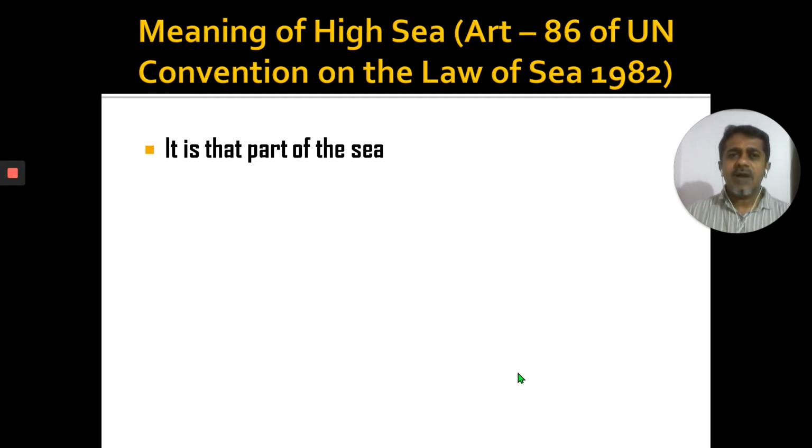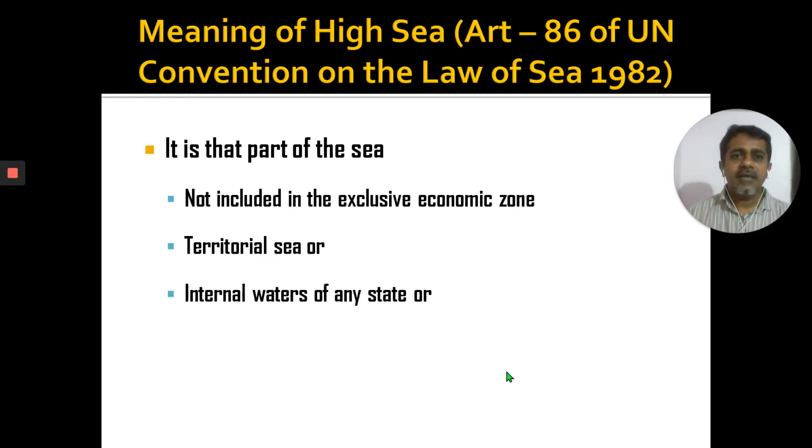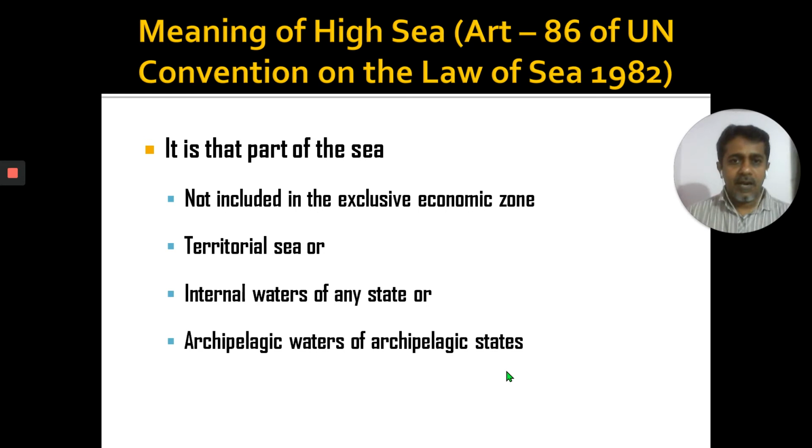It is that part of the sea not included in the exclusive economic zone. If any portion of the sea is part and parcel of the exclusive economic zone of any state, then it is not going to be treated as high sea. It is that part of the sea not included in the exclusive economic zone of a state, or in the territorial sea of any state, or in the internal waters of any state, and finally, it should not be the archipelagic waters of an archipelagic state. So these are the excluded portions.